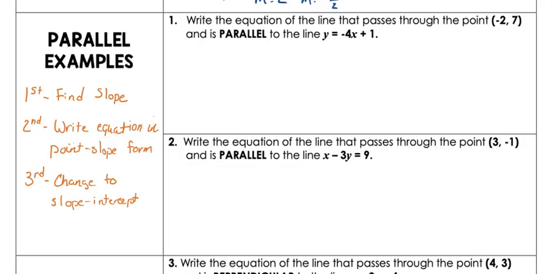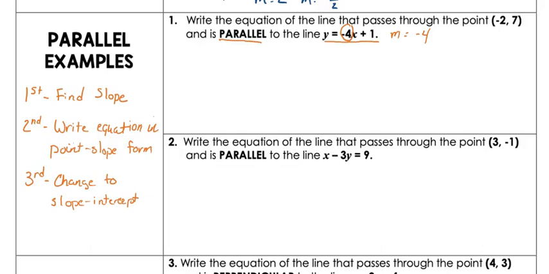So in number one, write the equation of the line that passes through the point -2, 7 and is parallel to the line y equals -4x plus 1. Okay, I want something parallel to this line, y equals -4x plus 1. Well, the good thing is this is in y equals mx plus b. So I do know my slope, it's right here. So my m, or my slope, is -4. And I'm going to stop and think, I want parallel, so I actually want it to be -4, so that's perfect. But now I need to write a new equation.